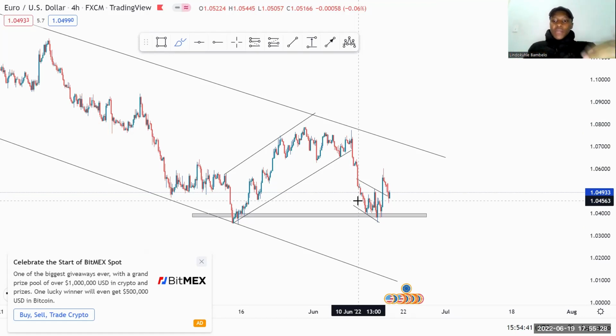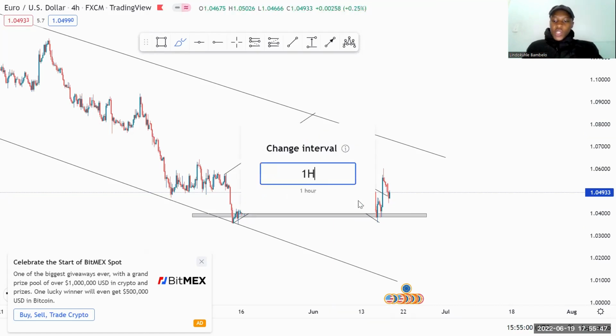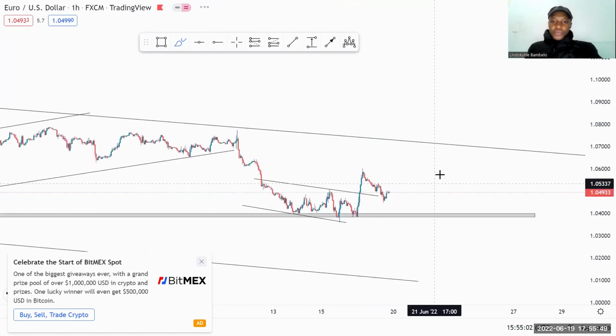So we'll dig deeper now into the 1 hour time frame to actually show you how I was able to catch those buying opportunities in terms of support and resistance, the reversal pattern that I'm seeing here, and the inverse head and shoulders that I was seeing at a bigger picture. So going to the 1 hour time frame.